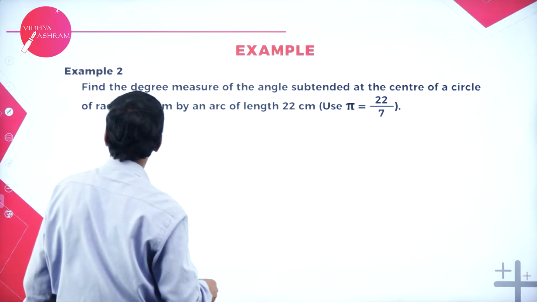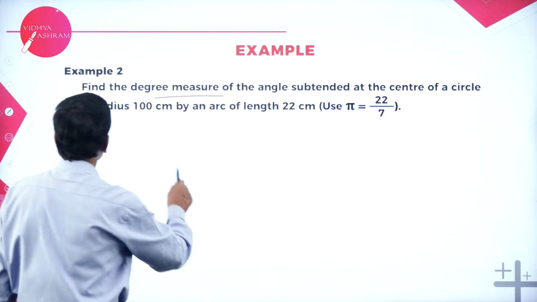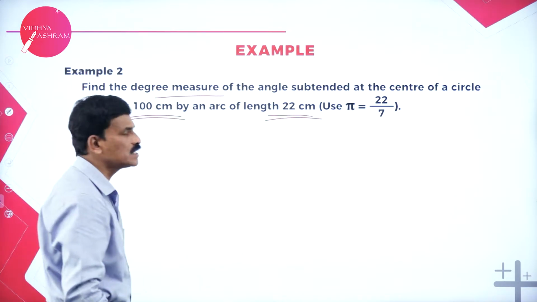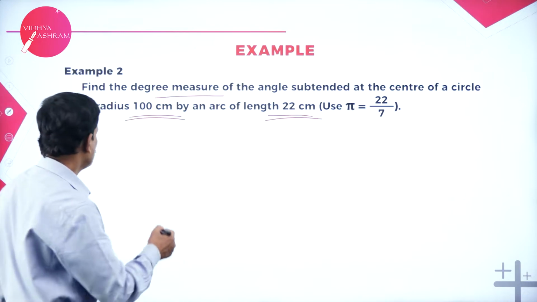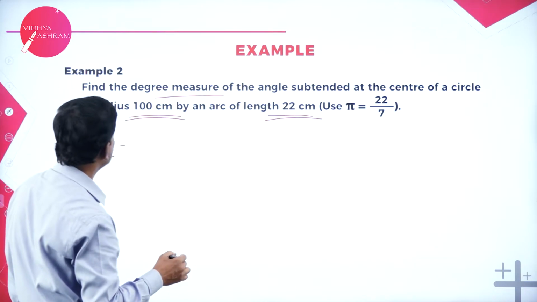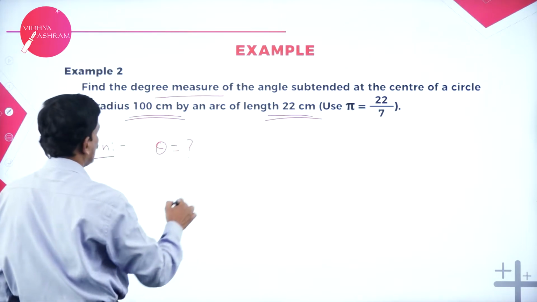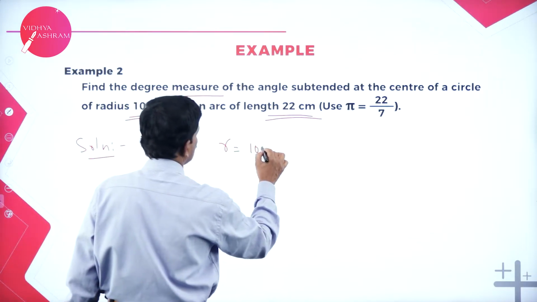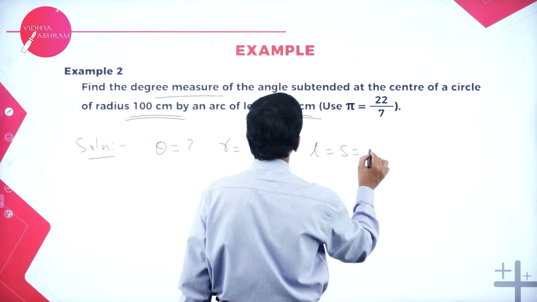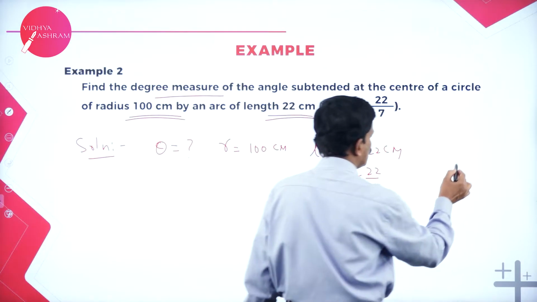Now what is the problem given? Find the degree measure of the angle subtended at the center of a circle of radius 100 centimeters by an arc length of 22 centimeters. Use pi is equal to 22 by 7. This is also a very simple problem. We need to find the angle theta in degrees, given radius r is equal to 100 centimeters, arc length S is equal to 22 centimeters, and pi is equal to 22 by 7.